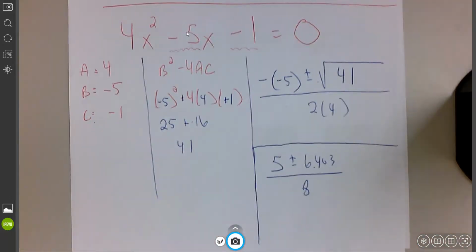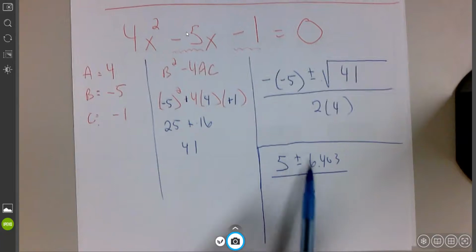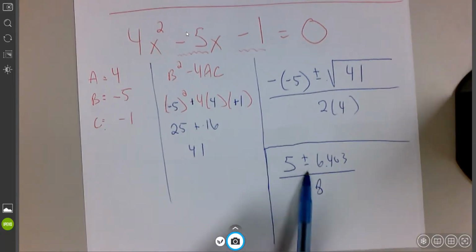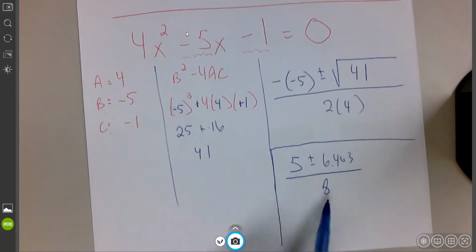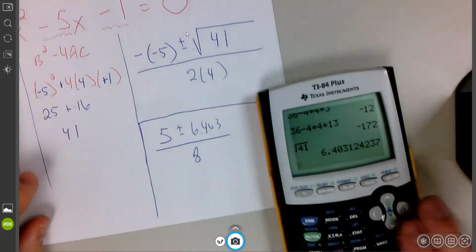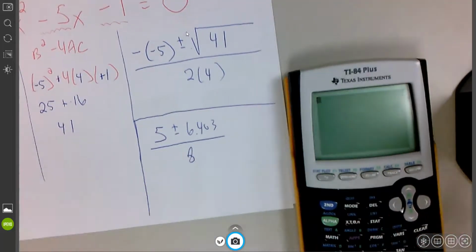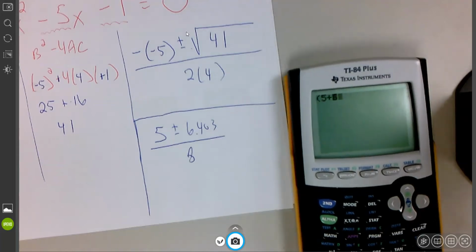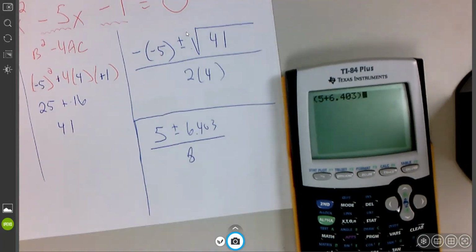Now the last little step of this is to do 2 separate problems. One of them is 5 plus 6.403 divided by 8, and one is 5 minus 6.403 divided by 8. Now you got to be careful with how you plug this in your calculator, okay? We're just going to put the numerator in parentheses. So the numerator will be 5 plus 6.403 and close it. There's the numerator. Then I'm going to divide by 8. That's one of my answers.